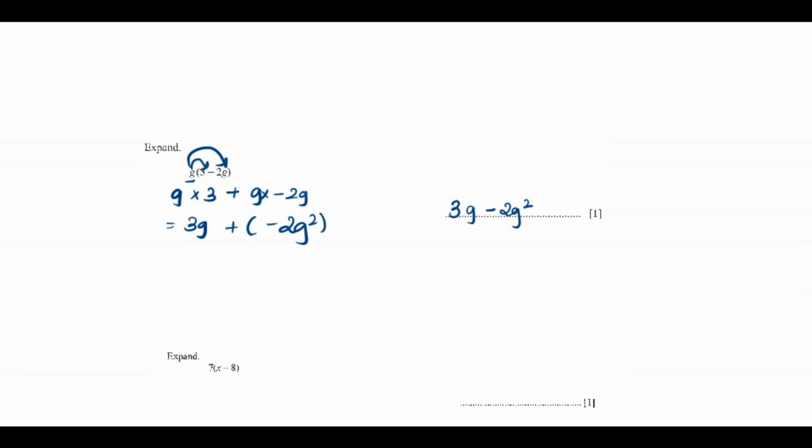Next, 7 times x plus 7 times minus 8. What does this give us? A 7x plus a minus 56. 7x minus 56. Now what is important, some students leave the answer over here itself. Always write in the blank space provided in a Cambridge exam. Otherwise, some examiners do not give you marks.